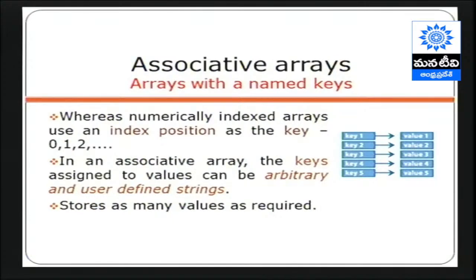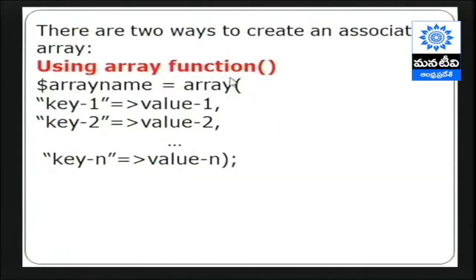here it uses named keys. Associative arrays use named keys, where each element of an array is identified with an arbitrary user-defined string, and it also has the advantage that it can store as many values as we require. There is no restriction. Associative arrays are also created using the array function as well as the array operator. To create an associative array, we use the same way of creating arrays with the array function, but instead of the index, which PHP assigns automatically, we have to use the key.